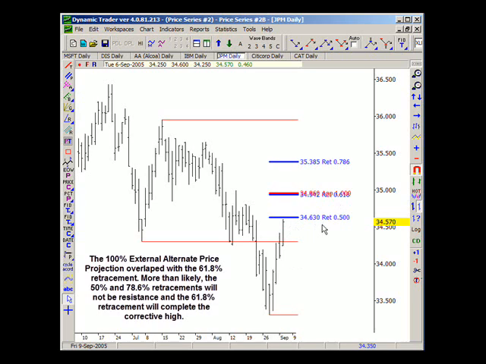So this market is just below the 50% retracement. More than likely, that's not going to be significant resistance. More than likely, it's going to be around the 62, and it's probably not going to continue to the 78.6%, because right around the 62% retracement is the symmetry and the 100% alternate price projection of the prior corrective rally. So let me clean the chart up a little bit here.